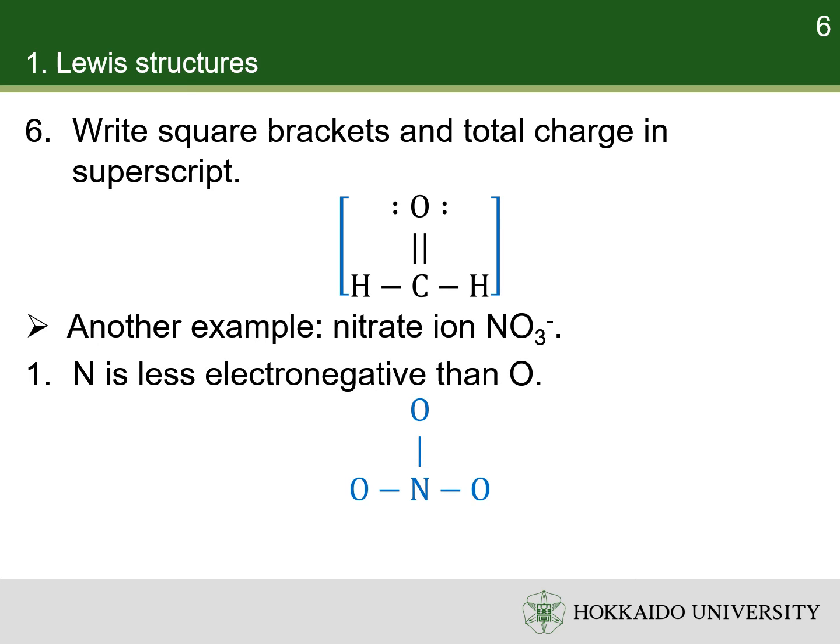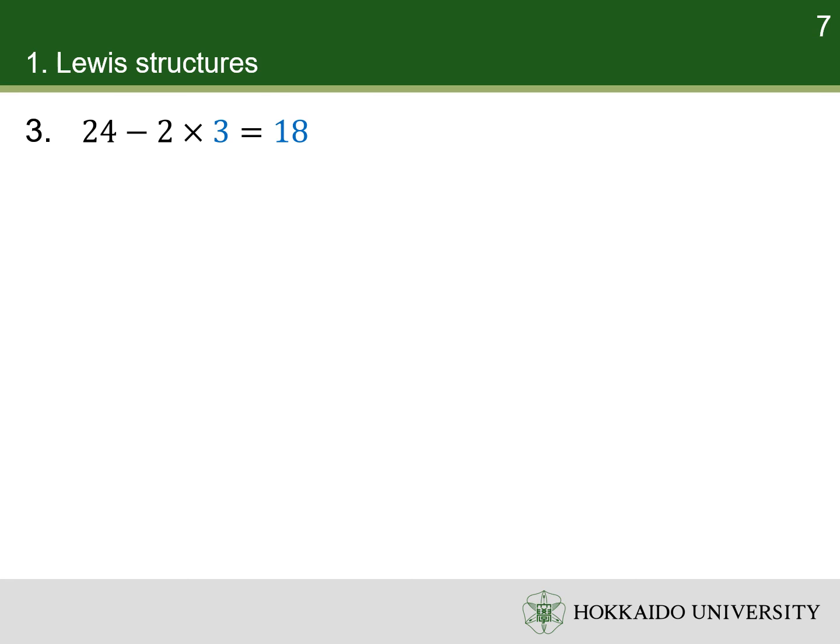Nitrogen is less electronegative than oxygen, so the nitrogen atom locates at the center. Nitrogen atom has 5 valence electrons. Oxygen atom has 6 valence electrons. The ion has 1 negative elementary charge. So, the total number of valence electrons is 24. There are 3 bonds, so there are 6 electrons in the bonds and 18 electrons left. They are assigned to 3 oxygen atoms. Each oxygen atom gets 6 electrons. Combining the 2 electrons in the bond, every oxygen atom has 8 electrons in its valence shell. There is no electron left for the central nitrogen atom.